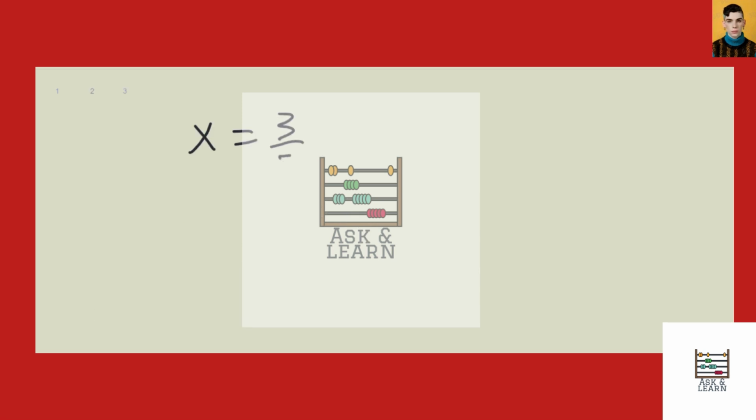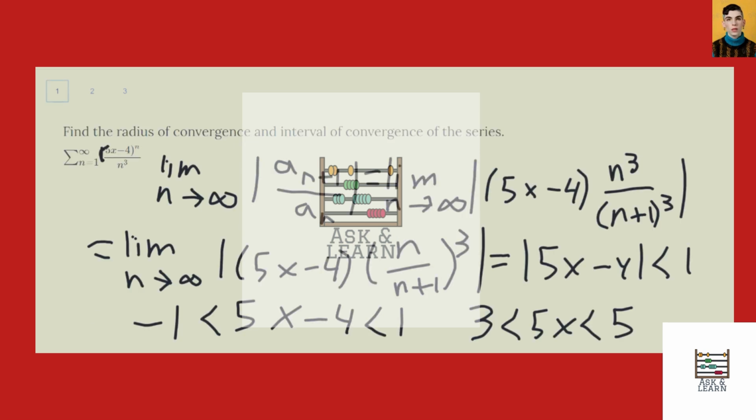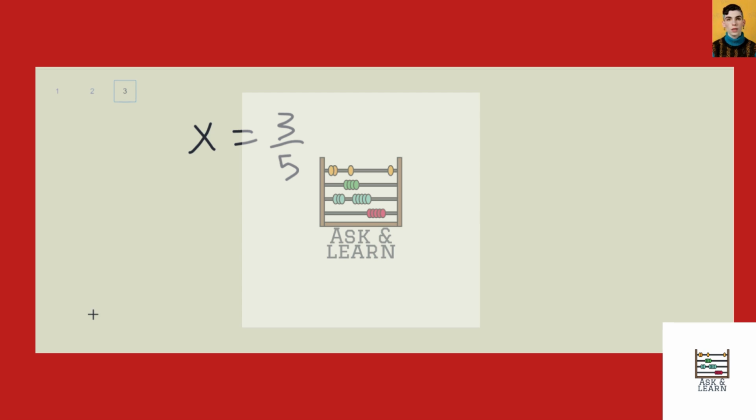So if x is 3/5, what happens here? So if x is 3/5, then we have 5 times 3 over 5 minus 4. So 5 times 3 over 5 is 3. So this is going to be 3 minus 4, which is minus 1. So we have minus 1 to the n, and we're dividing by n cubed. So this is going to converge by the alternating sign test.